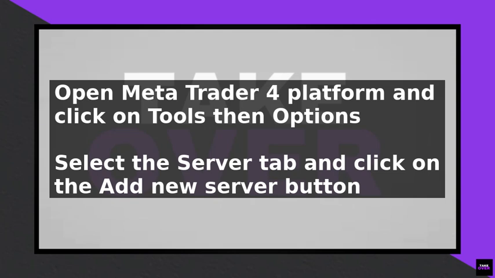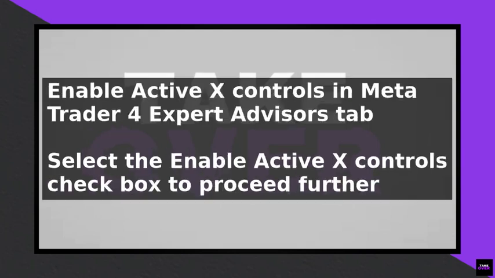In the Server tab, click on the Add New Server button and enter the following details: Interactive Brokers for the server name, and 7496 for the port number. Then click on the Add button.